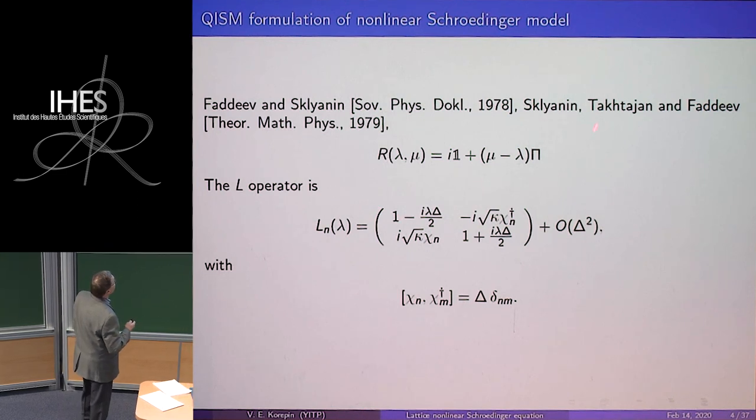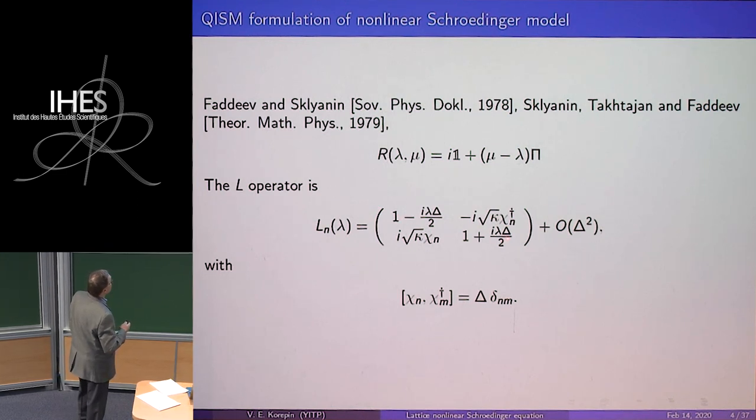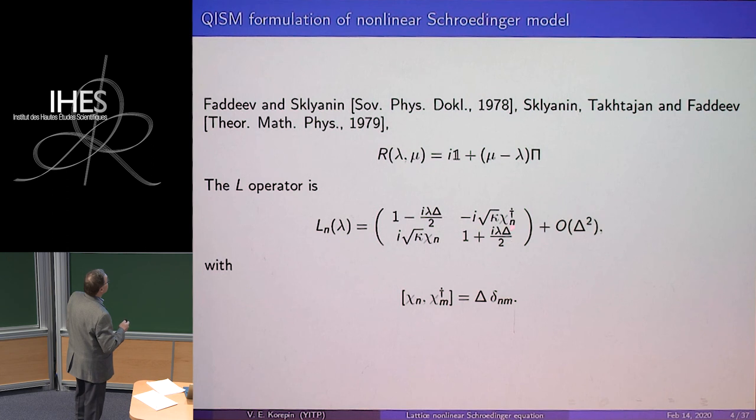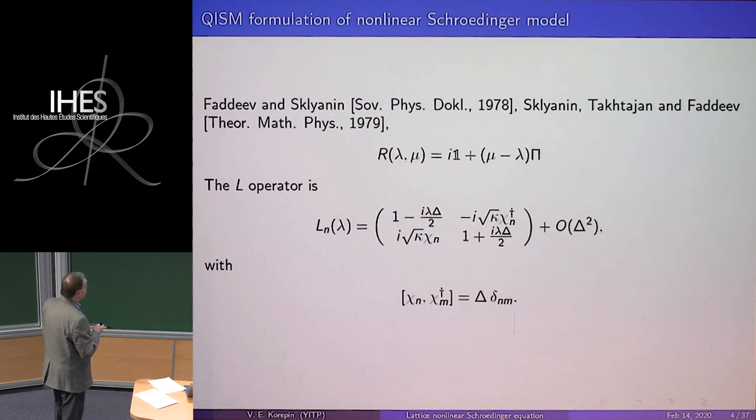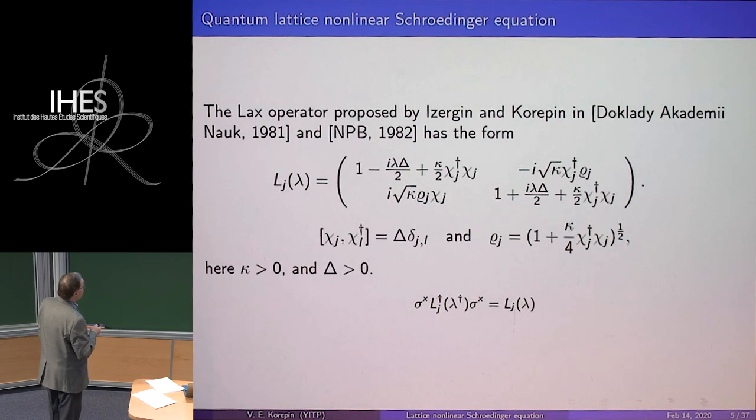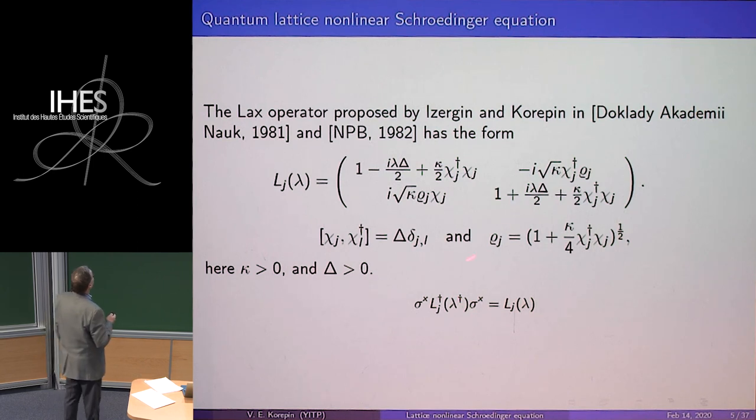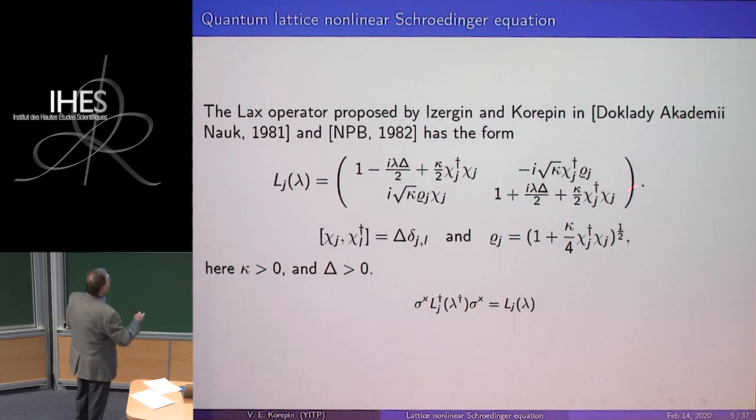In the original paper, it was written approximately in the step of the lattice. The step of the lattice was supposed to be small, and the L operator was written approximately with this precision, delta square. But later we were able to restore all the next orders in the step of the lattice, and this is the exact L operator on the lattice, I mean, no corrections. So the step of the lattice is under the square root.